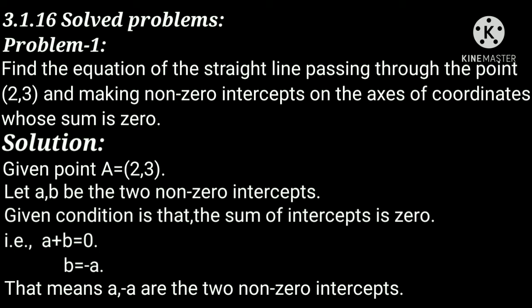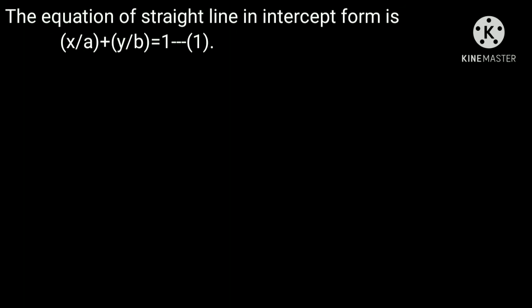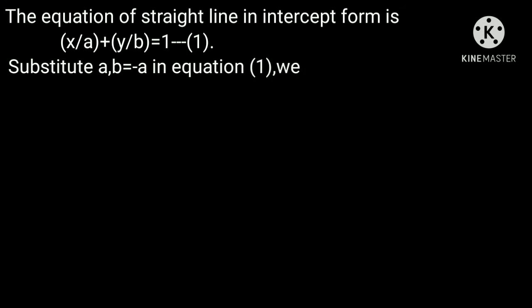In this problem, we have intercepts, so we have to use the equation of a straight line in intercept form. The equation of a straight line in intercept form is x by a plus y by b equal to 1. This is equation number 1. Substitute b equal to minus a in equation 1, we have x by a plus y by minus a equal to 1.